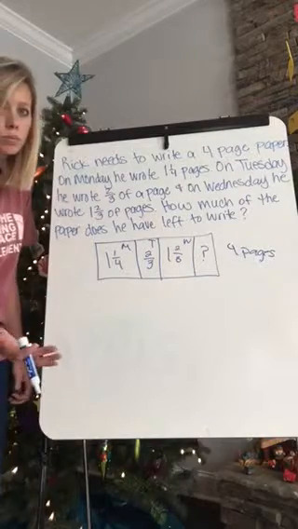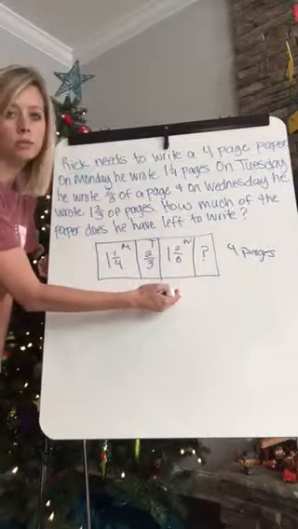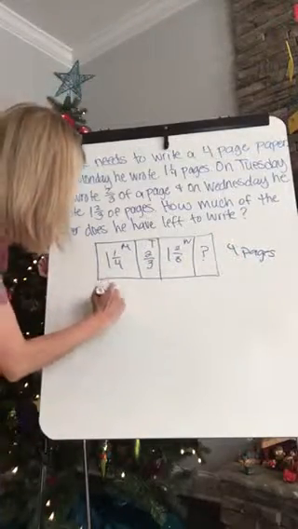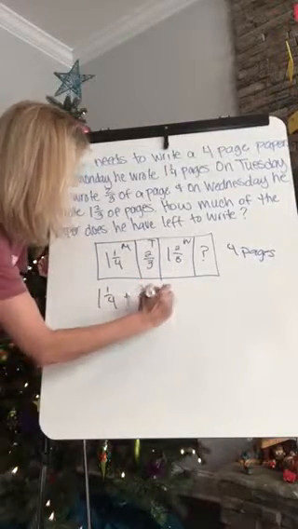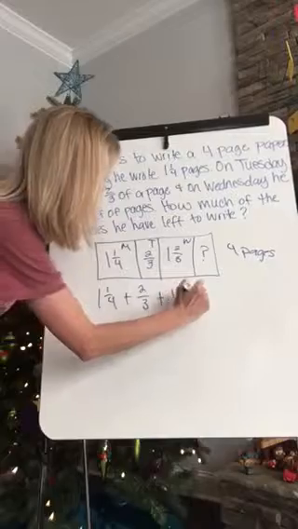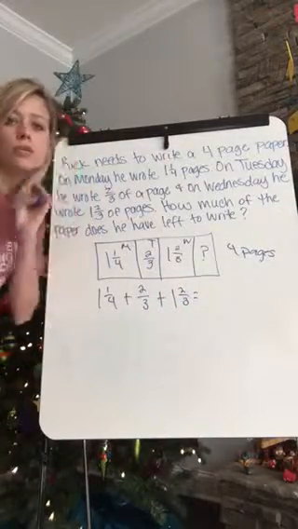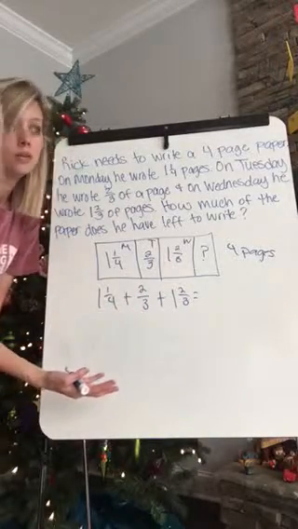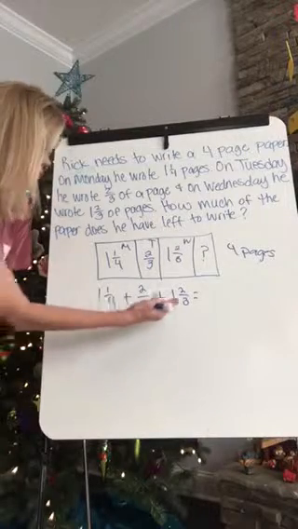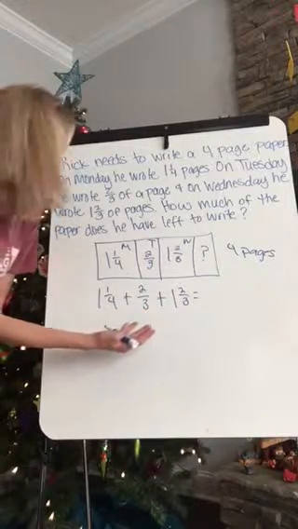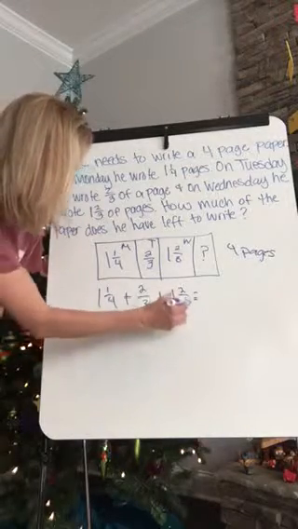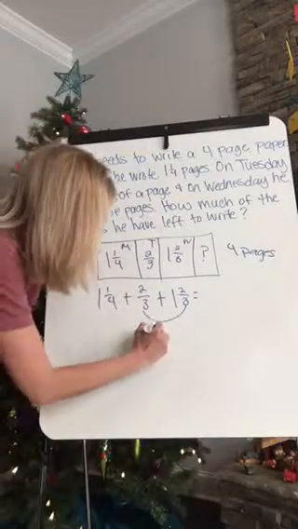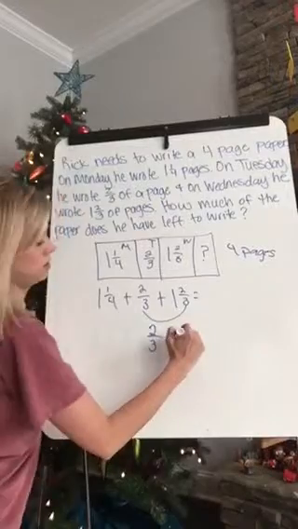So one way we could approach this problem is to add up what he's written so far and then see how much more we need to get to 4 pages. So we could say 1 1/4 plus 2/3 plus 1 2/3. When we add this, we notice right away that we have 4ths and 3rds, so we can't just add this up like it is. But we do have 3rds and 3rds, so we could put the 3rds together first. So 2/3 plus 1 2/3.